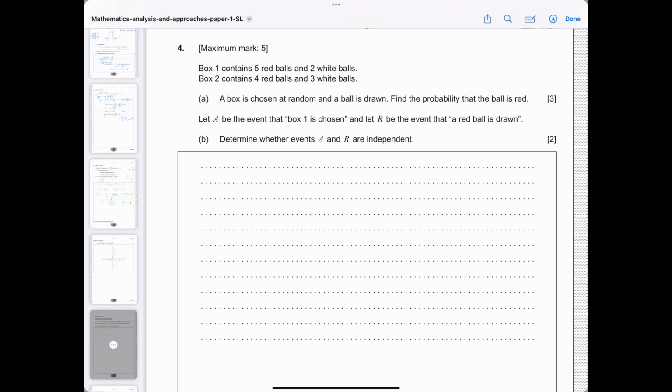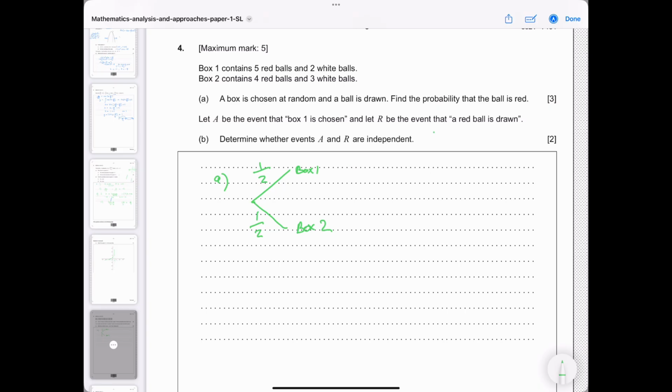And then let A be the event that box 1 is chosen, and let R be the event that a red ball is drawn. Determine whether the events A and R are independent. Okay, so before we start, we would do this. So this is choosing box 1, and this is choosing box 2. And presumably, the chance of choosing box 1 is half, and the chance of choosing box 2 is half.